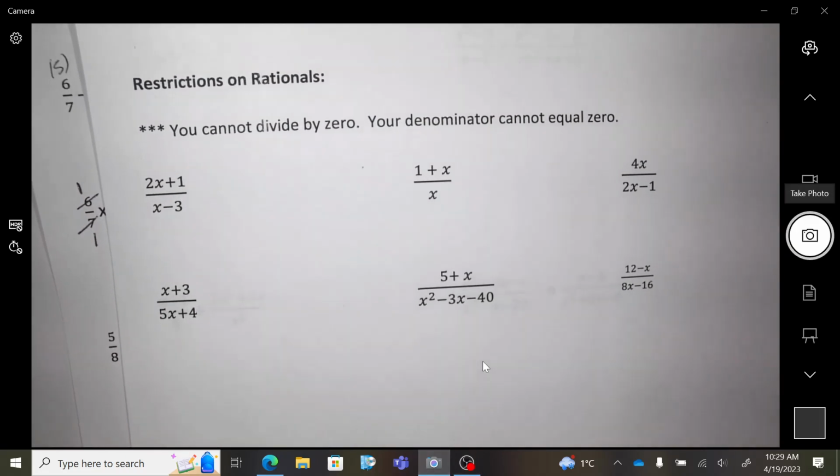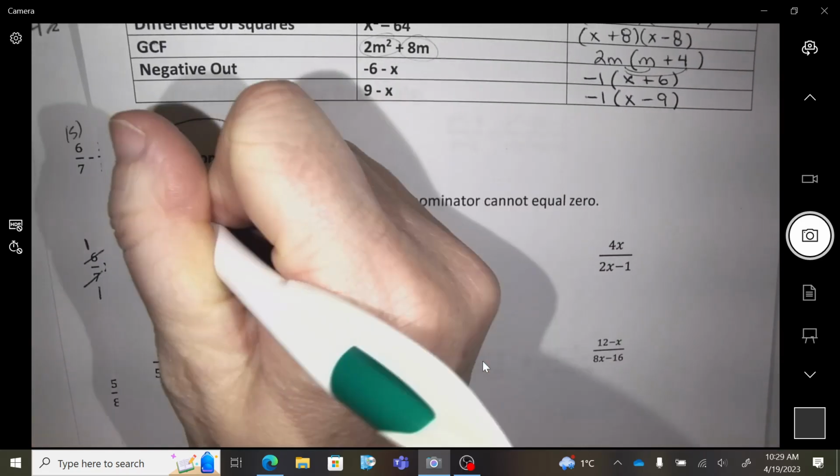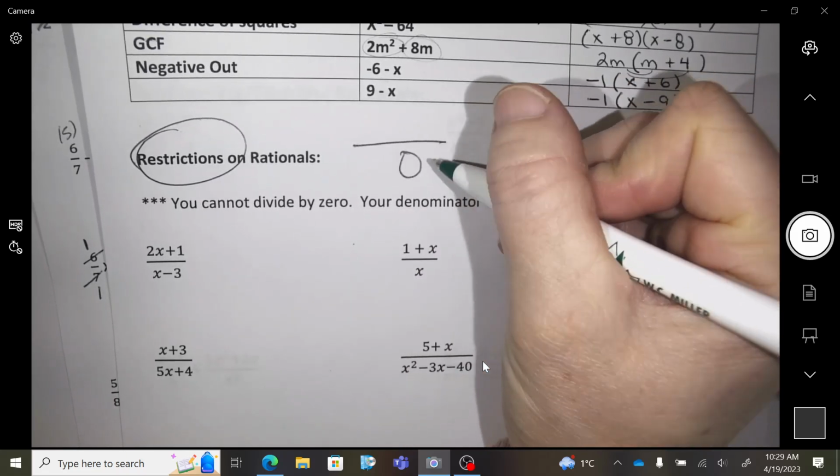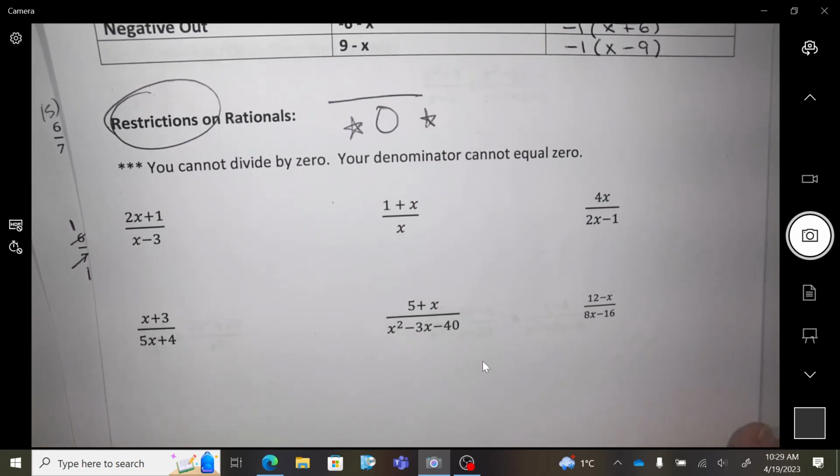Okay, so this next part is the restrictions on rationals. So restriction, this is what I'm talking about. You are not allowed to divide by 0. So that's what we're talking about as a restriction. You are not allowed to divide by 0.